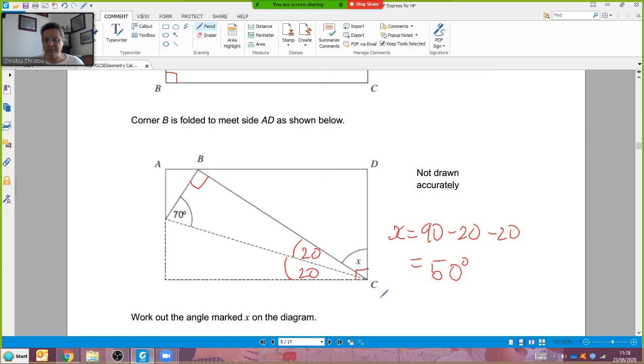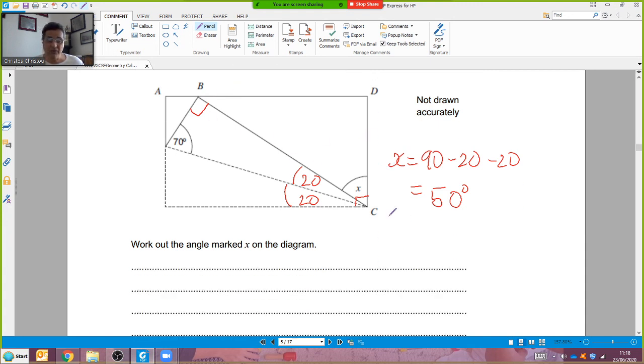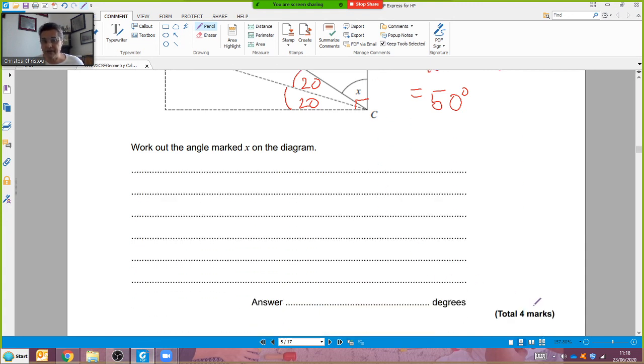Give me an honest blank, but give me 1 or 2 steps, because let's take a look. There's 4 marks for this. You're not going to get 4 marks for just writing down 50 degrees. I might give you 1, or I could say maybe they're guessing. No marks. There's no maths.